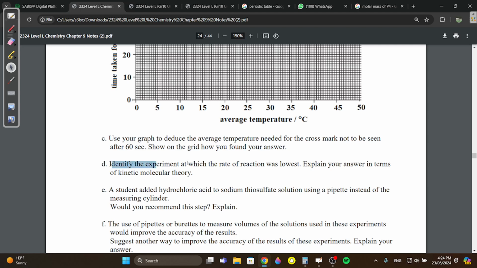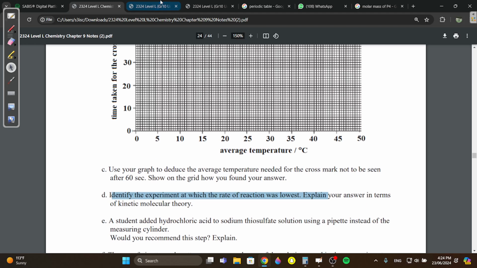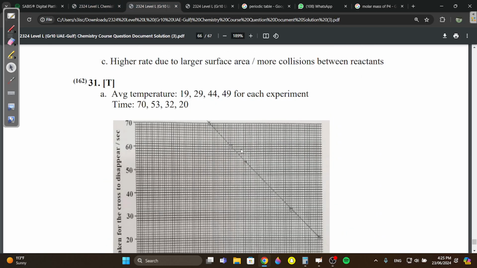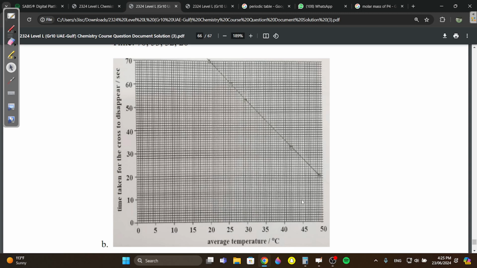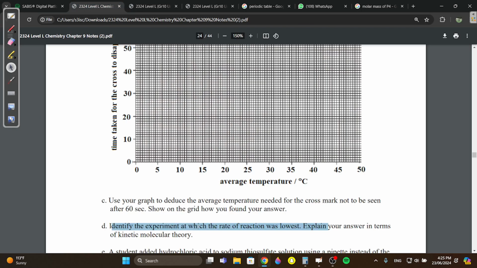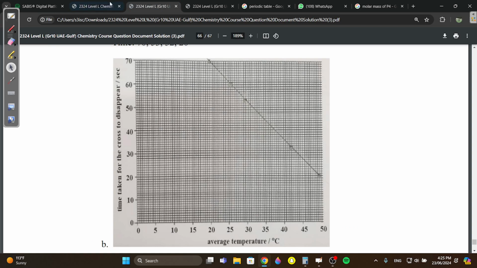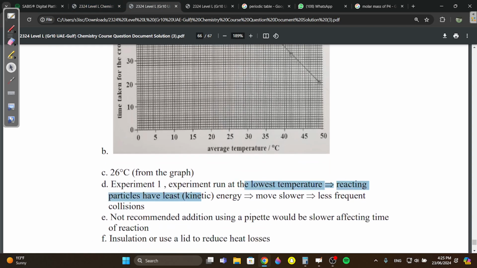Identify the experiment at which the rate of reaction was lowest. Explain your answer in terms of kinetic molecular theory. We have 4 experiments over here, right? One was done at this temperature, one was done at this temperature. Obviously, the slowest was the one with the least temperature. It's going to be experiment 1 because it had the lowest temperature, and then they said explain it. Since it has the lowest temperature, they have the least kinetic energy, so they move slower, so less frequent collisions. Okay, give some sort of explanation. It doesn't have to be a 10 out of 10 explanation, but give an explanation.